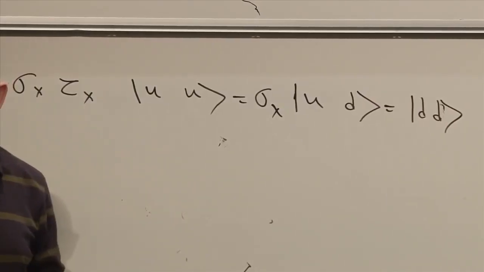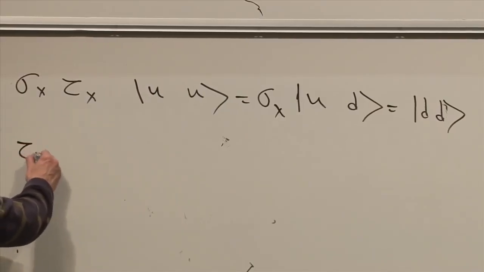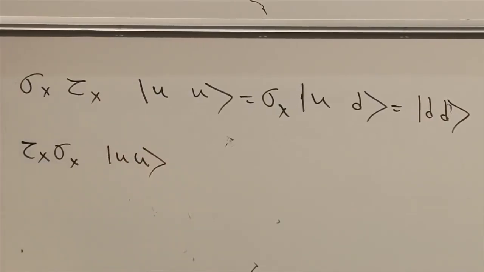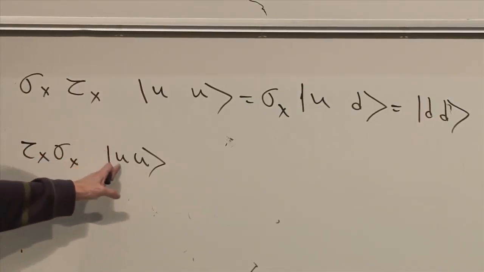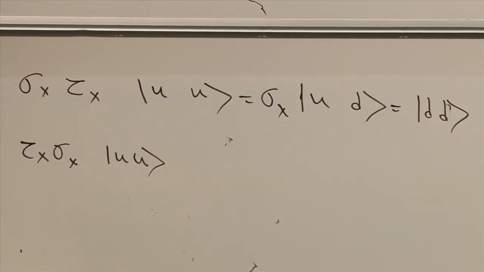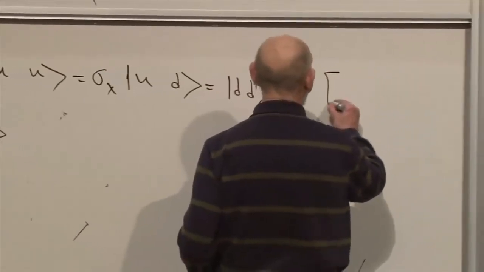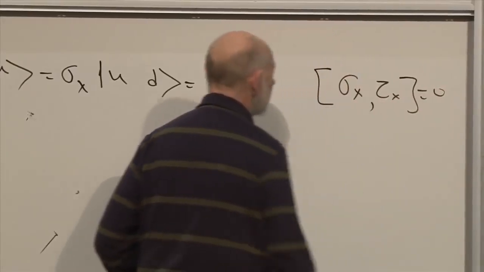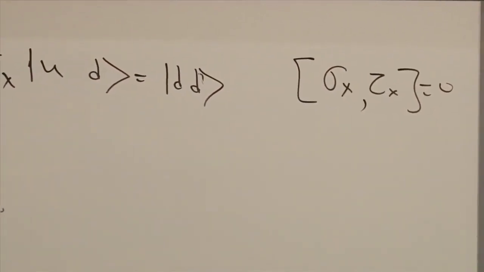Let's do it in the opposite order. Let's take tau x times sigma x on up, up. What does it do? It does exactly the same thing. Sigma x hits one of these and flips it, and then tau x comes and hits the other one and flips it. So when tau x times sigma x acts, it gives exactly the same thing as sigma x times tau x. The commutator of sigma x with tau x equals 0. No difference between the order of operations.